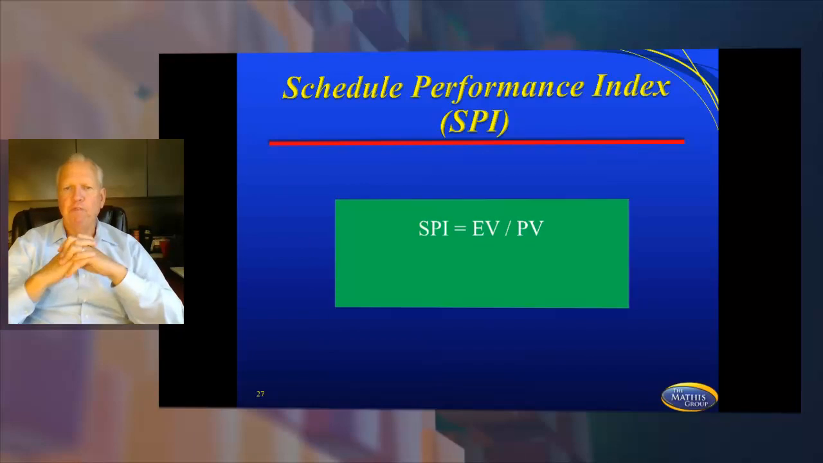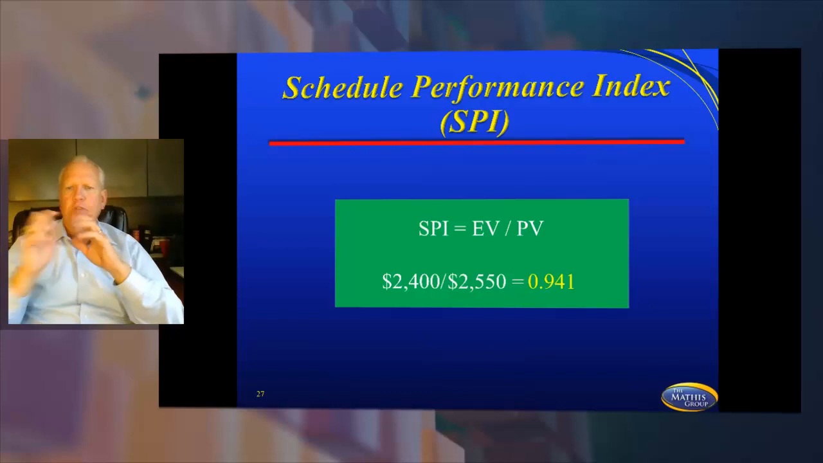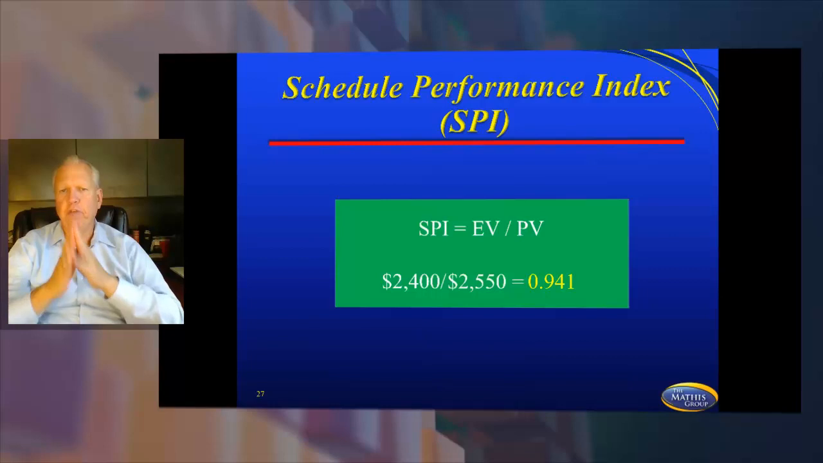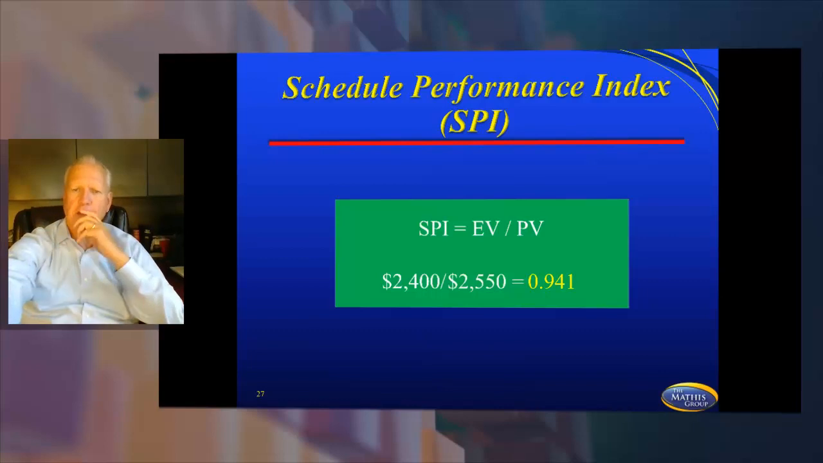So here's your formula. Earned value divided by planned value. So I had 2,400 divided by 2,550. So it gave me a 0.941. I'm 6% behind schedule is what that is telling me. 6% behind schedule. Under 1 is bad, above 1 is good.